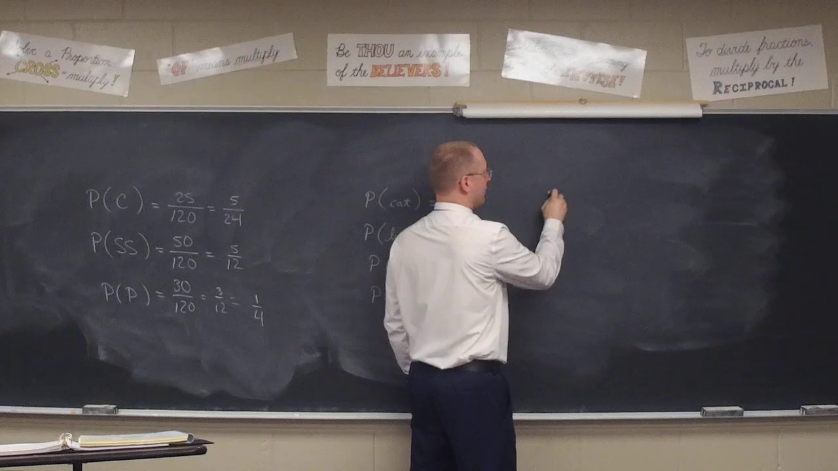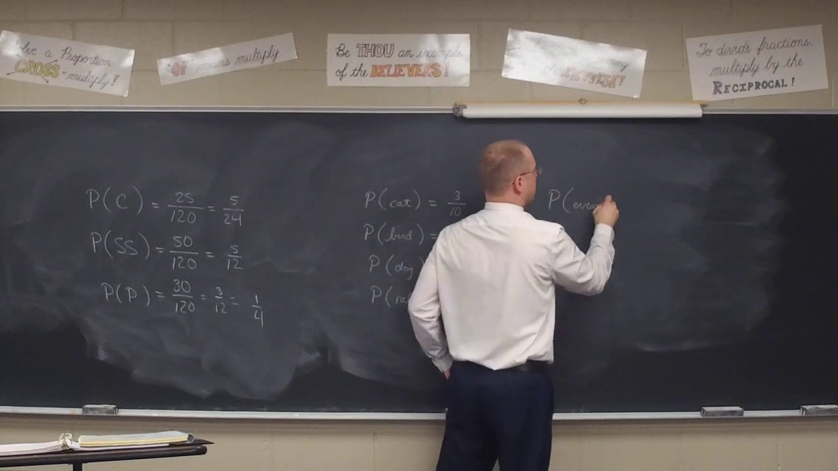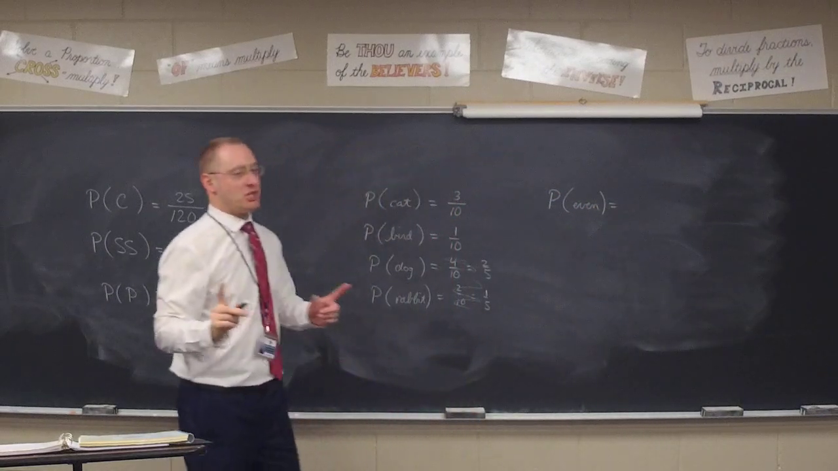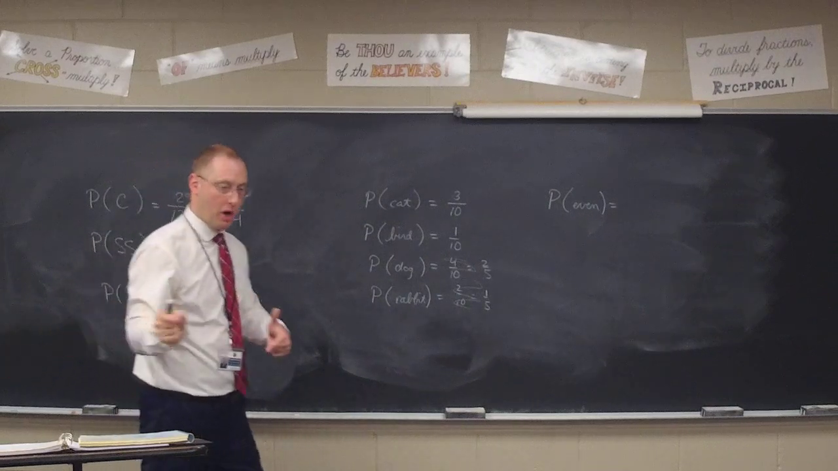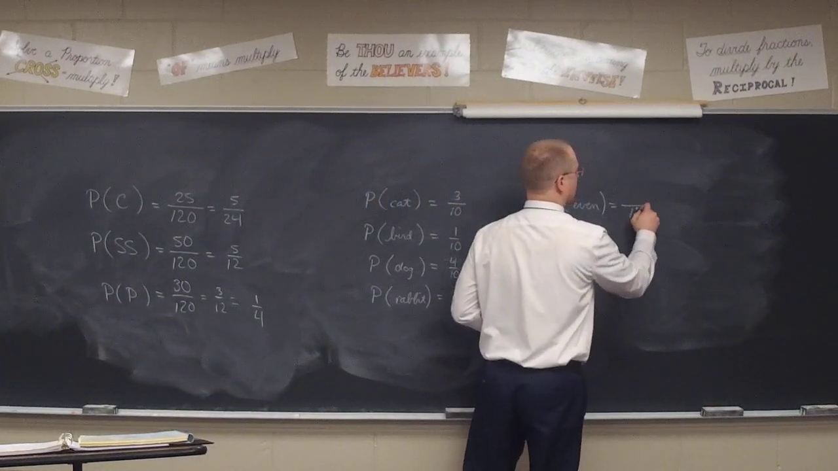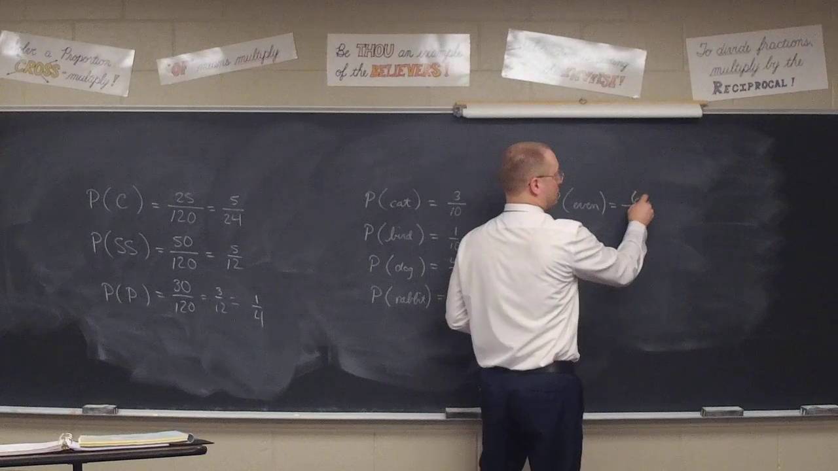Always start with P, parentheses, even. There we go, just P even. Now think about it. How many total sides on this thing? 12. But how many of them must be even numbers? 6. 2, 4, 6, 8, 10, 12.